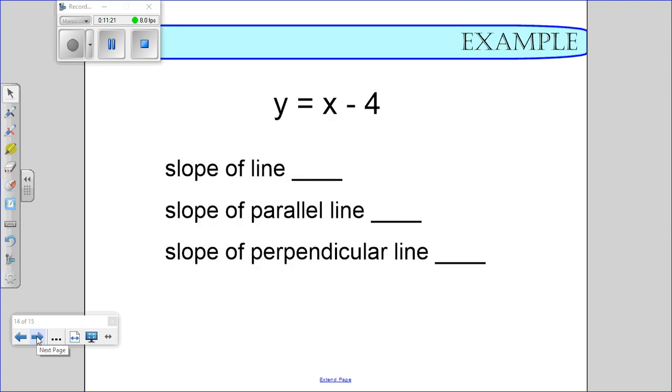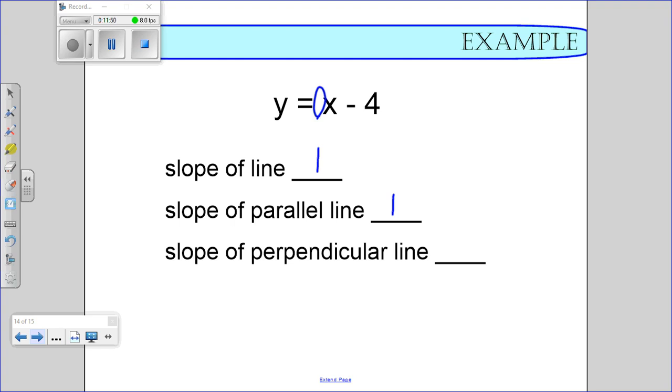So let's look at some examples. So y equals x minus 4. The slope of the line is whatever is in front of the x, right? If there is no number, it's an imaginary 1. So the slope of my original line is 1. Parallel lines, we said, have the same slope. So my slope here will also be 1.